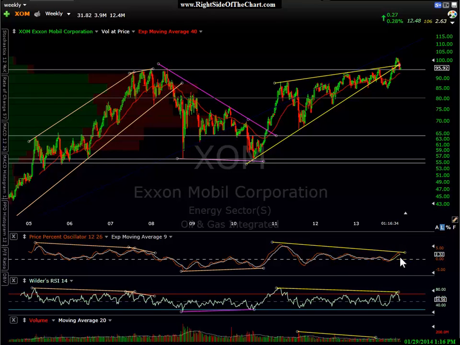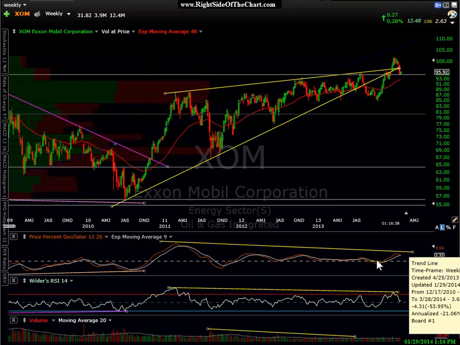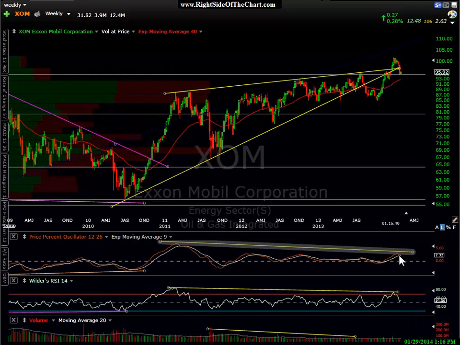And most importantly, I like to see these divergences confirmed. If you look closely here at the PPO, it is turning down and poised to make a bearish crossover, meaning the fast line crossing down below the slow line. That is the point at which I say divergences are actually confirmed.